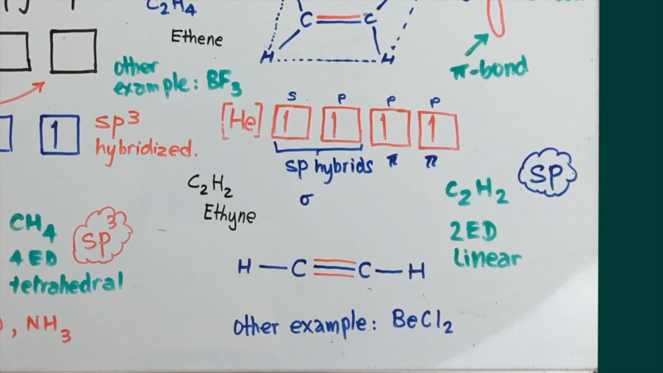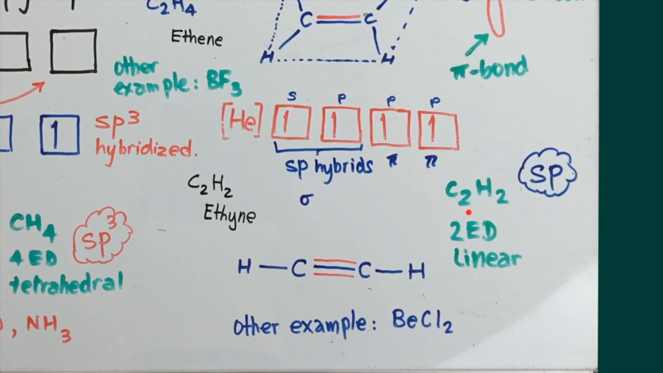This means that a carbon here in C2H2 would form a single bond with this carbon and a single bond with this hydrogen, and that would take care of the two hybrid orbitals, the sigma bonds. But then these two free p orbitals would overlap with the free orbitals here and here, giving rise to two pi bonds. Even though you have 3 bonds here and 1 bond here, you only have 2 electron domains.